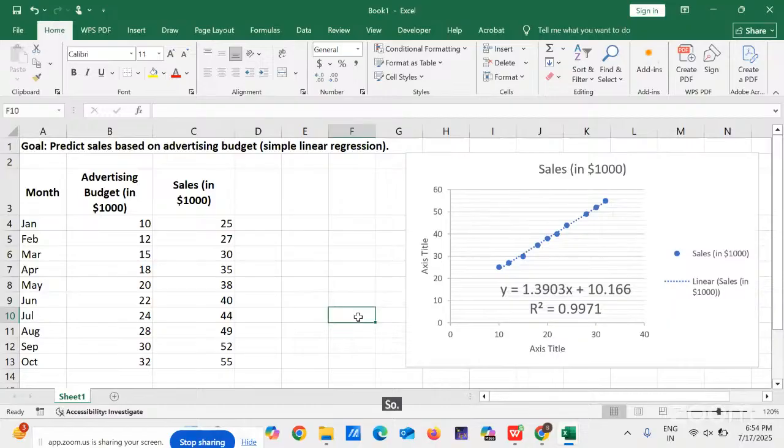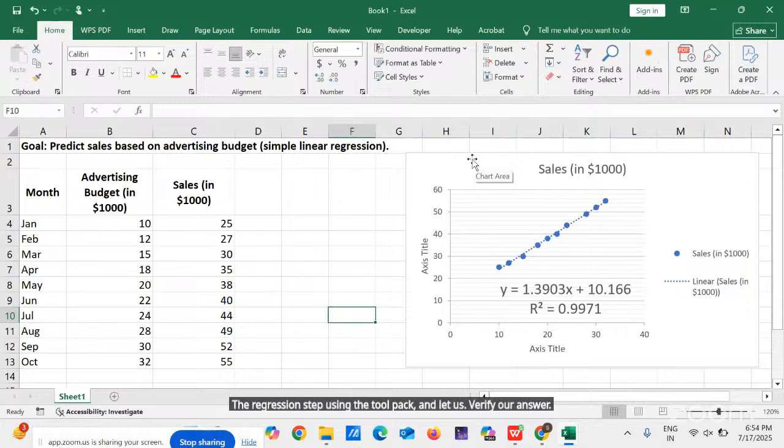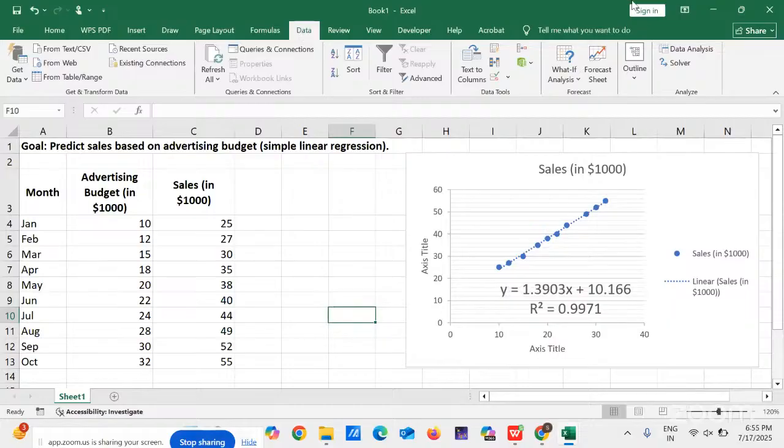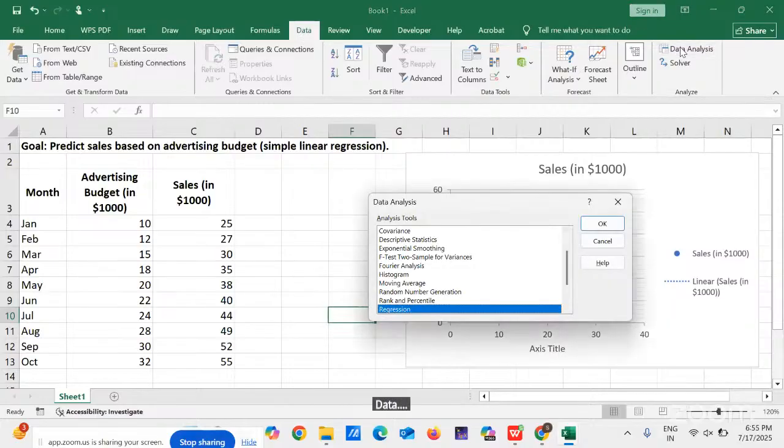So you must have all tried this. Now coming to the regression step using the tool pack, let us verify our answer. You will find in the option data, data analysis, regression.